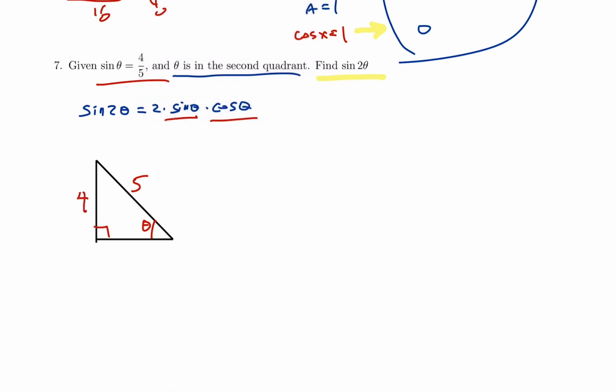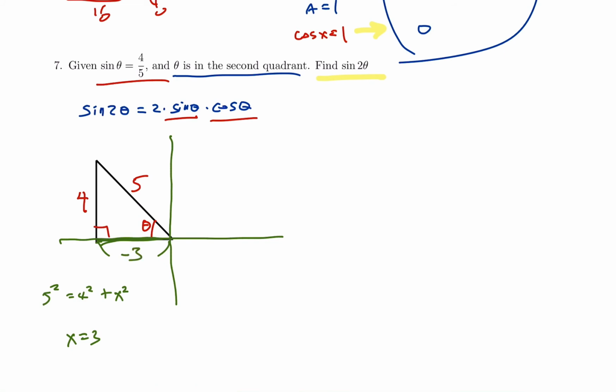And we can find this length using the Pythagorean theorem. 5 squared equals 4 squared plus, let's call it x squared. And if we solve for it, we get x equals 3. Very important thing, because when we're looking at the quadrant, here the x value is negative, so we must write negative 3.